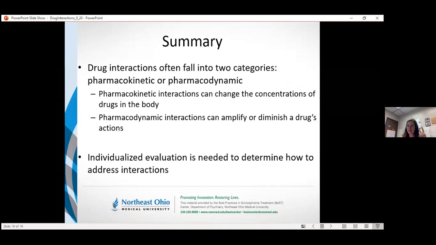So just to wrap up, our two big categories are pharmacokinetic interactions, those changing of concentrations, and pharmacodynamic interactions, amplifying or potentially diminishing the actions of a drug. But regardless of which category they're in, it's really an individualized assessment to figure out what's going on with each of the medicines and if we need to take steps moving forward.